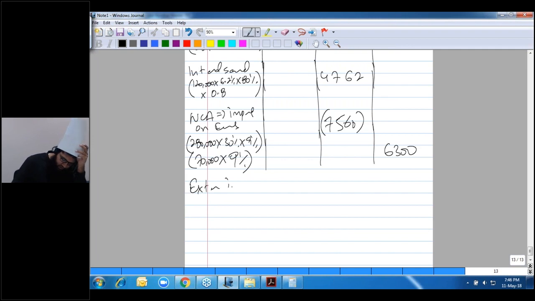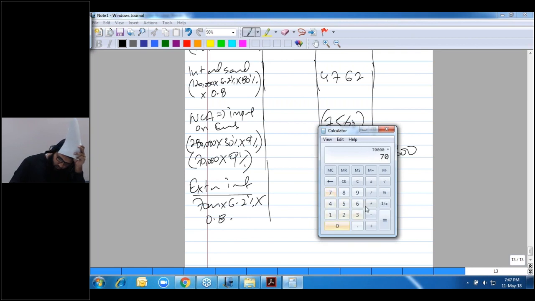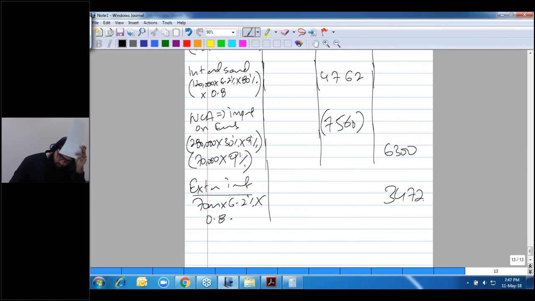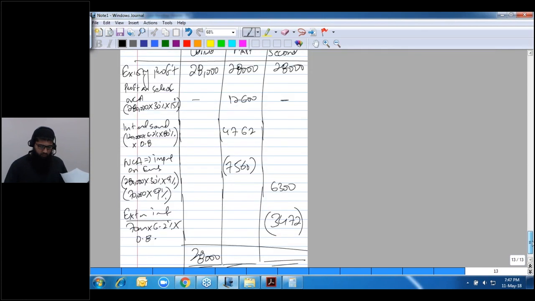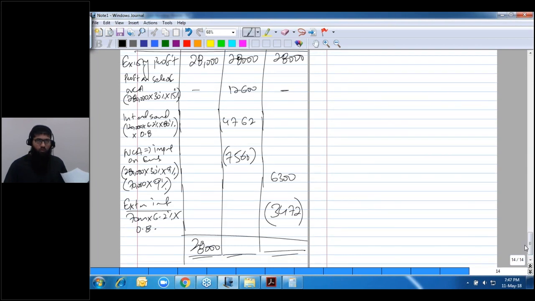And the extra interest that you would have to pay is 70 million into 6.2% into 0.8. So it's actually going to be 3,472, which is the extra interest that we would have to pay. And so can you please calculate how much the earnings are going to be? That's why we are taking after tax interest.